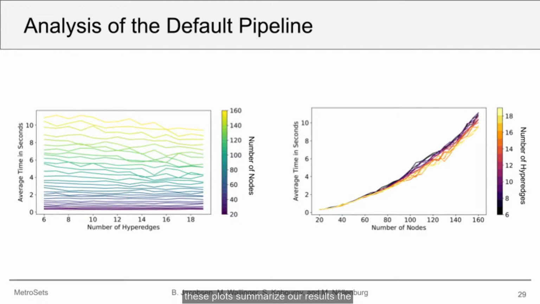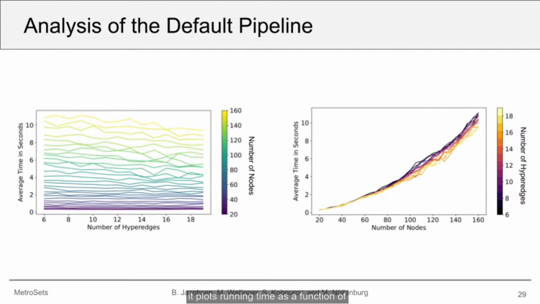These plots summarize our results. The plot on the left shows the median running time of metro sets as a function of the number of hyperedges in the input data, with each colored line representing inputs with the same number of vertices. From this graph, we can see that increasing the number of hyperedges within reasonable limits has little impact on running time. The plot on the right is similar, but swaps the two variables.